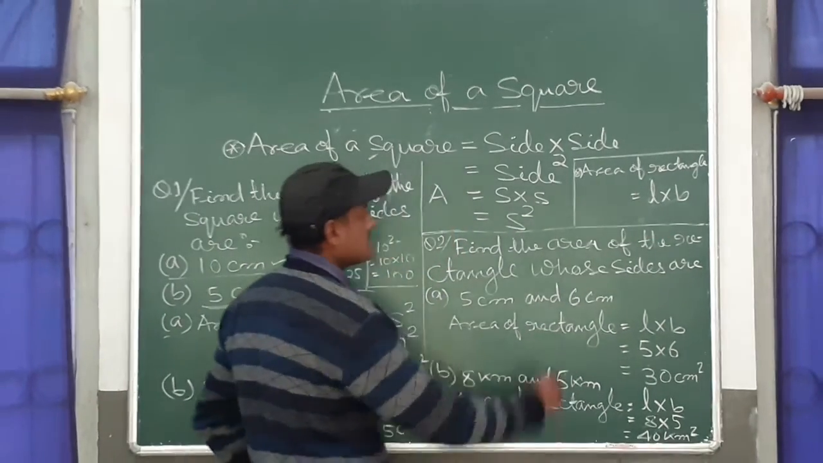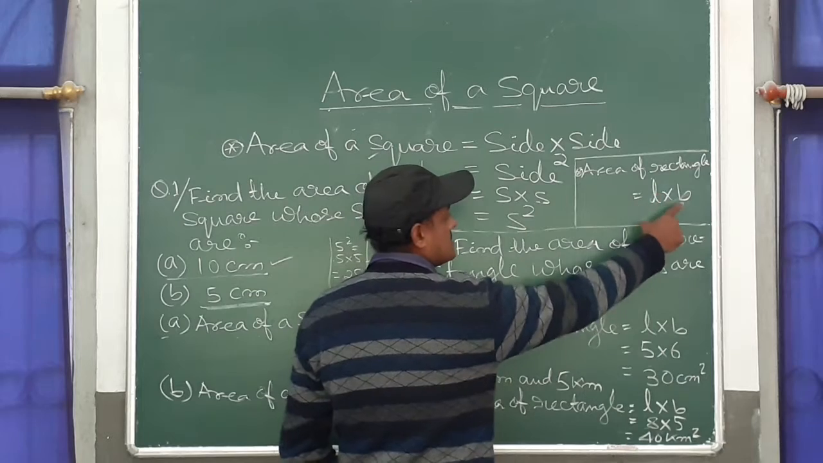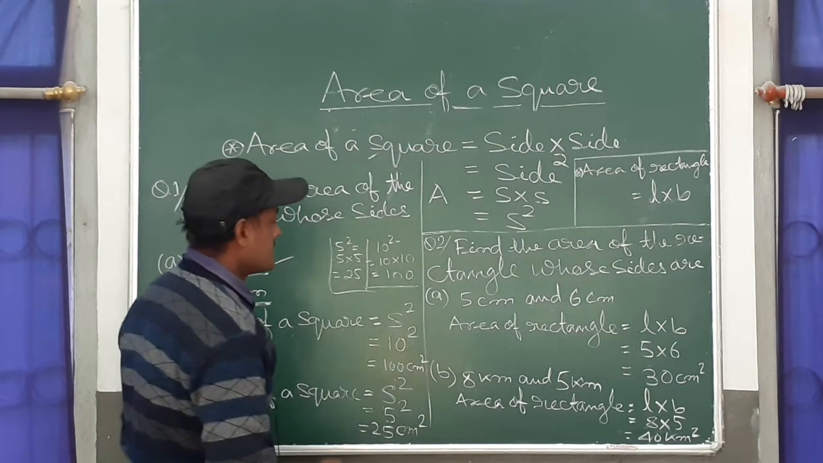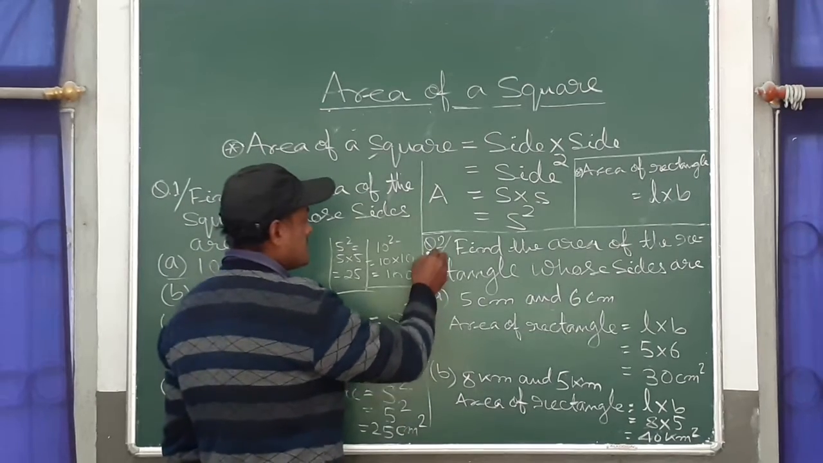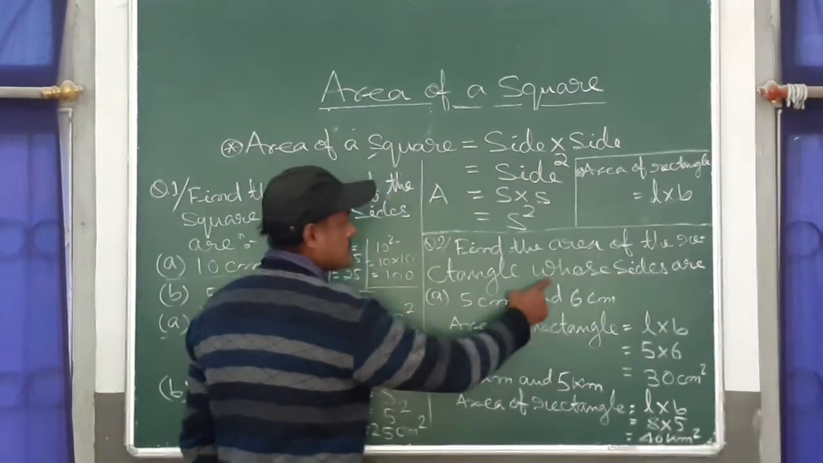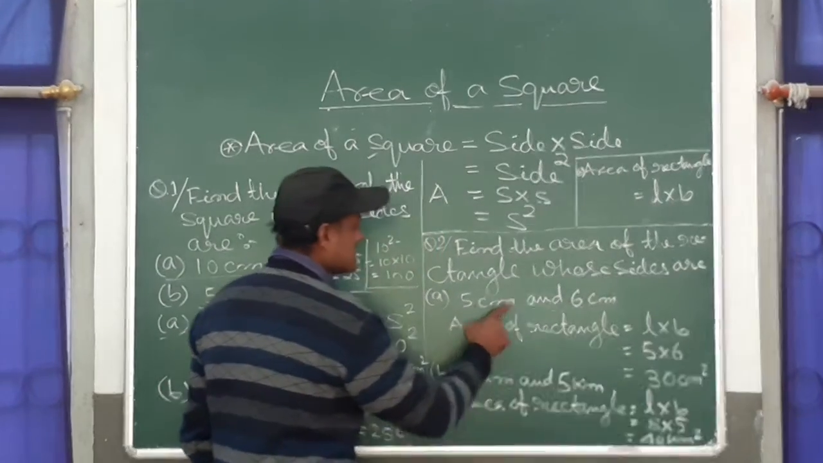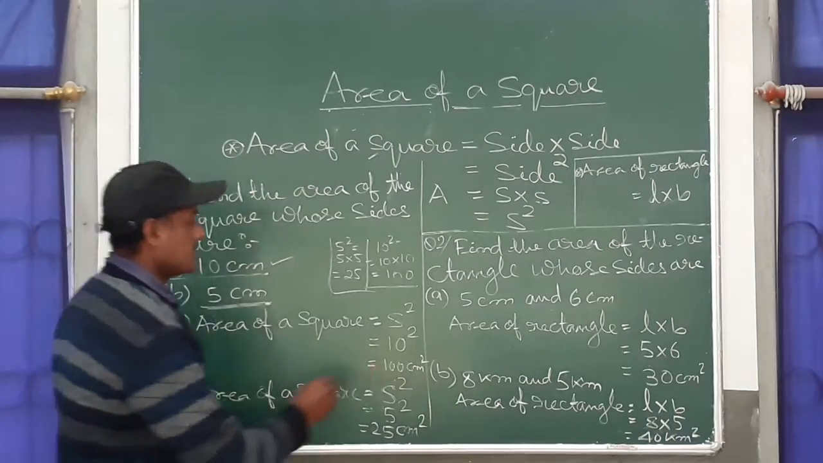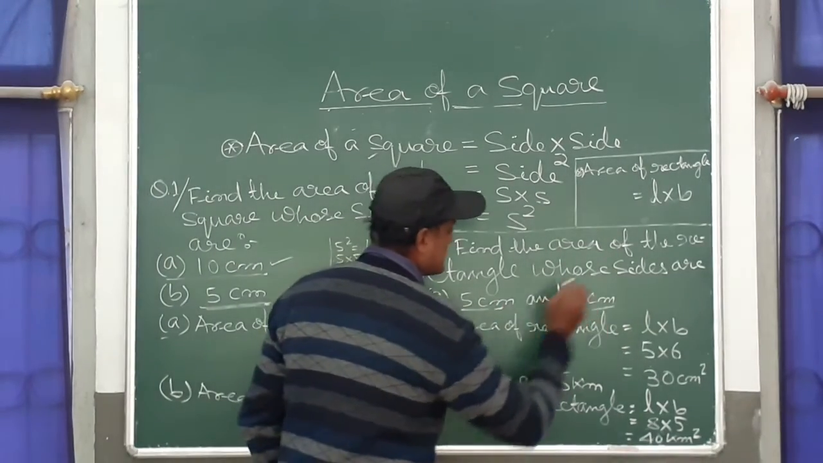In the same way we will calculate area of a rectangle. The formula, again I told you, area of a rectangle is equal to L into B, length into breadth. So question number 2, find the area of the rectangle whose sides are 5 centimeter and 6 centimeter. Length and breadth are given here.